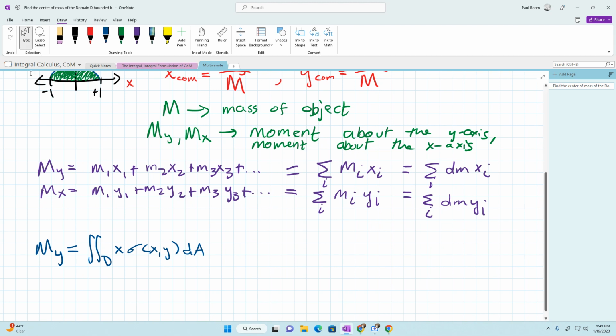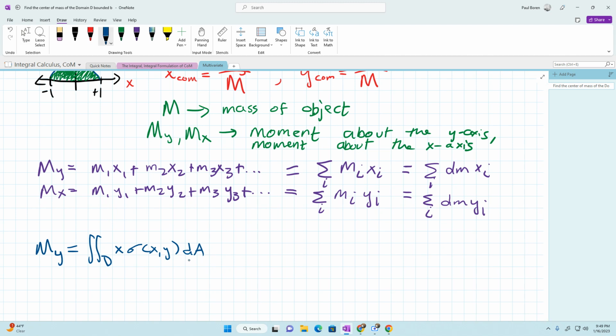Okay, so what this essentially is saying is, in order to find the moment about the y-axis, we need to take the x position. This x represents where our infinitely small particles are located in the x direction, times this mass density times dA. Okay, and where does this density come into play?